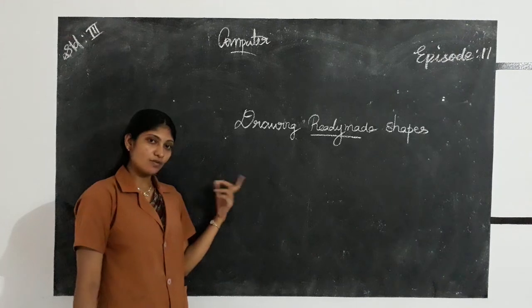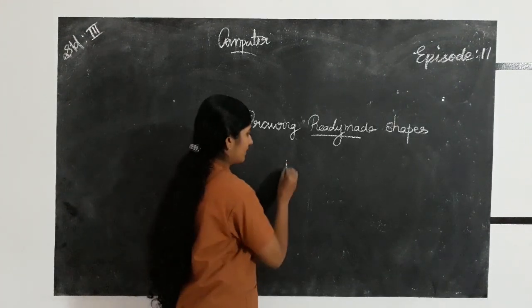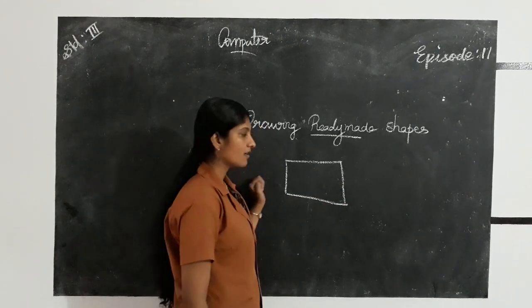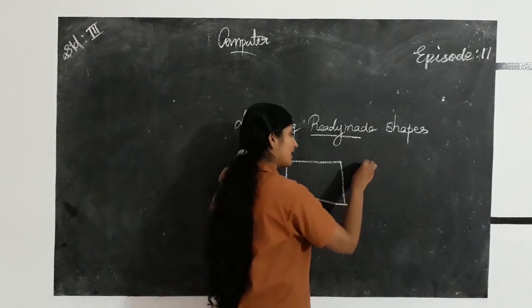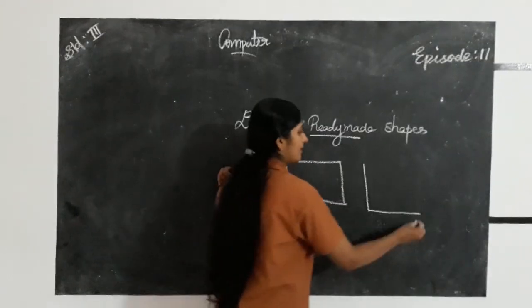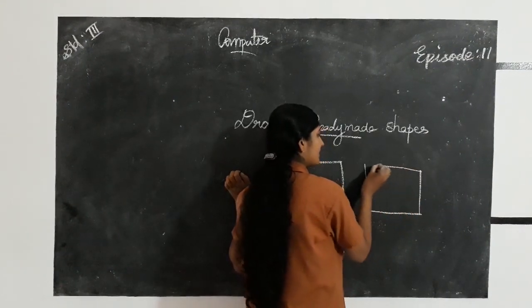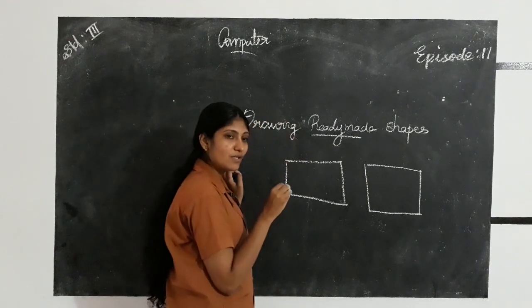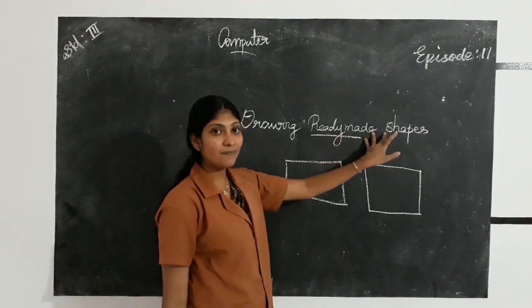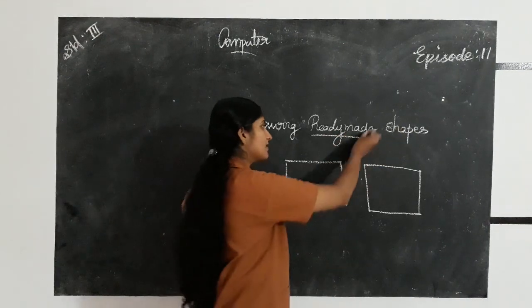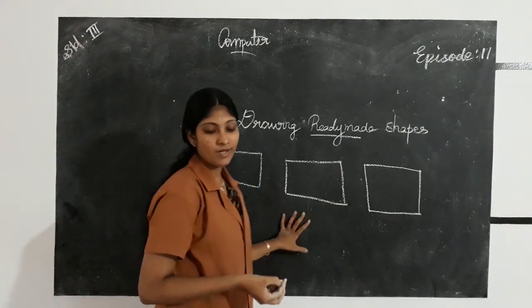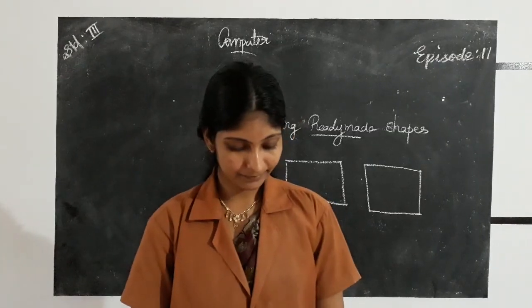We do not need to draw. For example, this is the shape of a rectangle, right? So we do not need to write or draw one line here and then draw another line, then draw next line, then next line. We do not need to draw 4 lines. Instead of this, there are already some ready-made shapes. You can just drag into the screen. So, let's see what are the shapes.